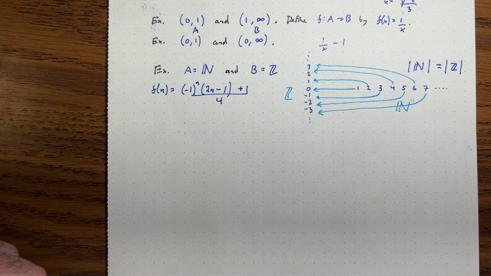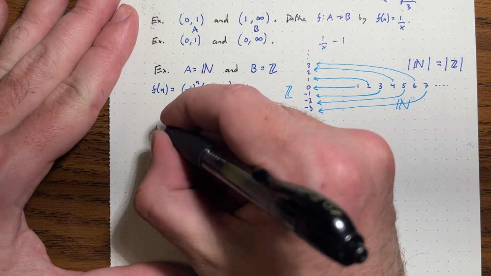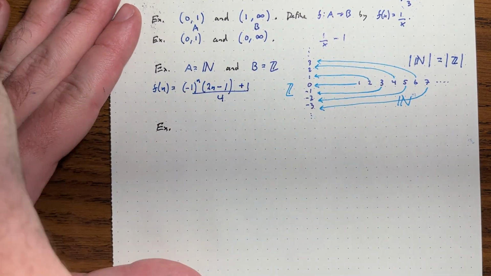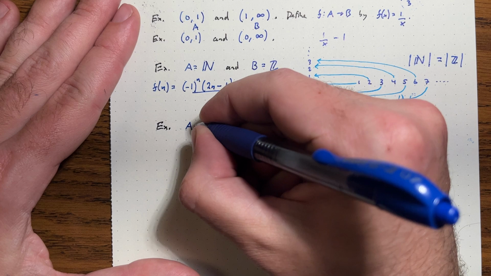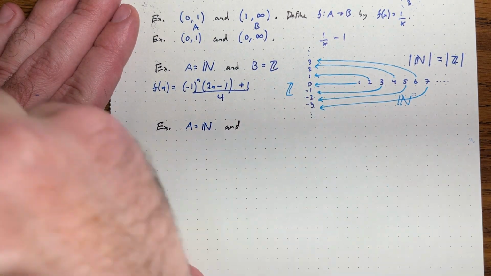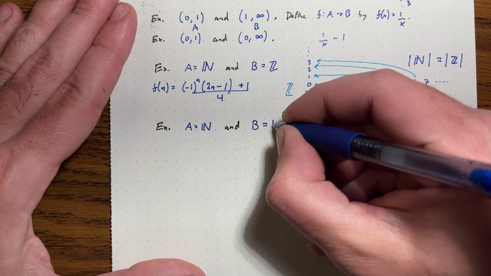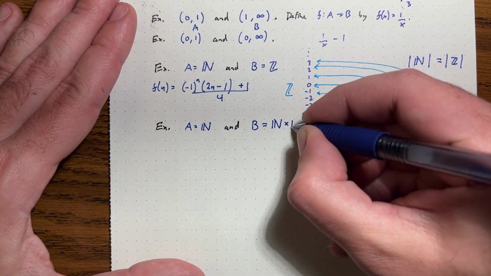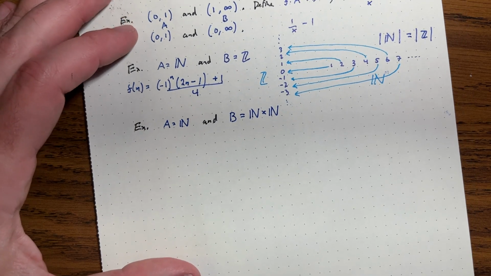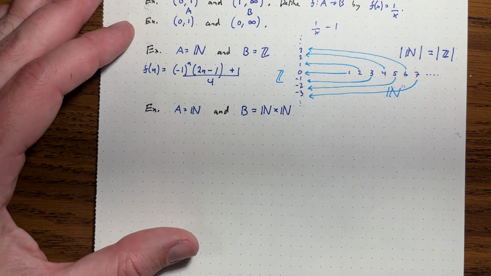Okay, let's do one last example. There's another really important one. This example will be the natural numbers and, this is an even more surprising one, pairs of natural numbers. All ordered pairs. That's what N cross N is, right? All ordered pairs of natural numbers.